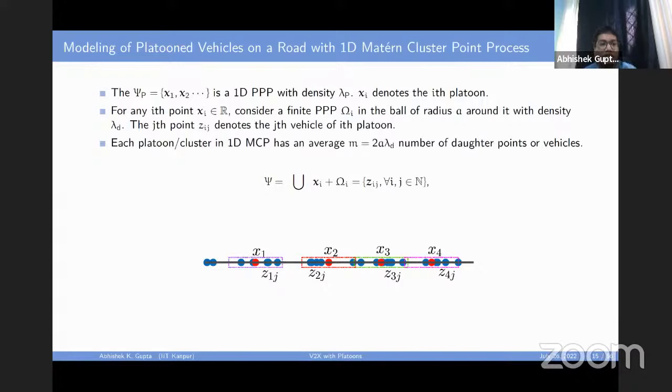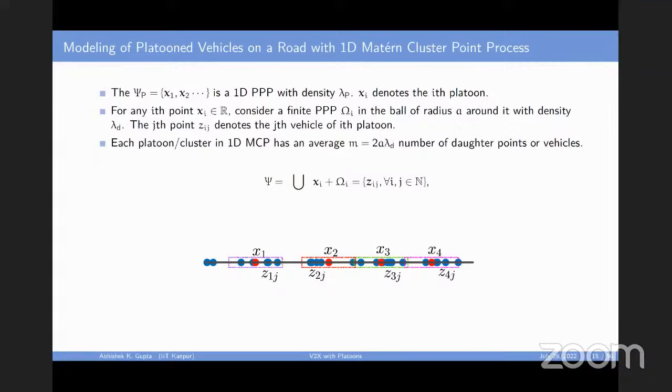Please ask. In each platoon, do you have a random number of vehicles or a fixed number? Each platoon may have a random number of vehicles, so on average there will be lambda d into 2a vehicles. Are you assuming a Poisson random variable, uniformly distributed conditioned on that number, like a homogeneous Poisson process? Yes, a homogeneous point process in that area. Okay, thanks. That's all.